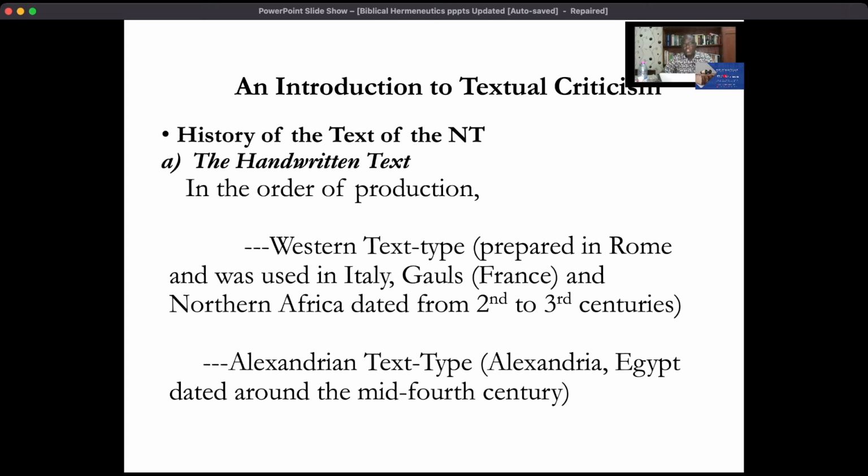Now, the history of the text of the New Testament. The New Testament authors wrote with hands, and the text was copied with hands. And so in the order of production, the New Testament text was copied in Rome and was used in Italy, in France, and North Africa. And the process of copying happened between 2nd and 3rd centuries AD. And so we call the text that was prepared in Rome Western text type. The second one is called Alexandrian text type because the text was prepared in Alexandria, Egypt, and was prepared around the mid-4th century.